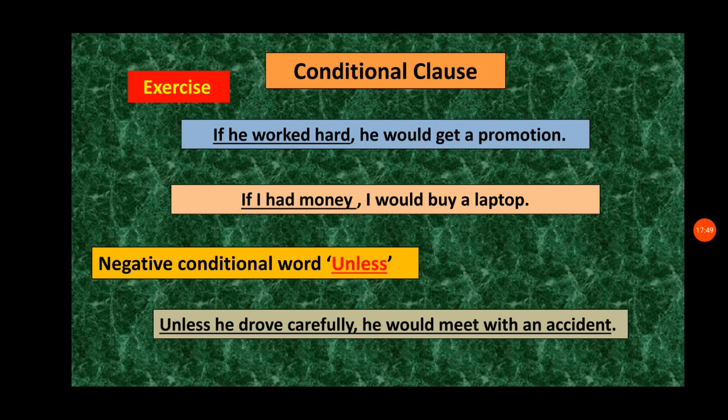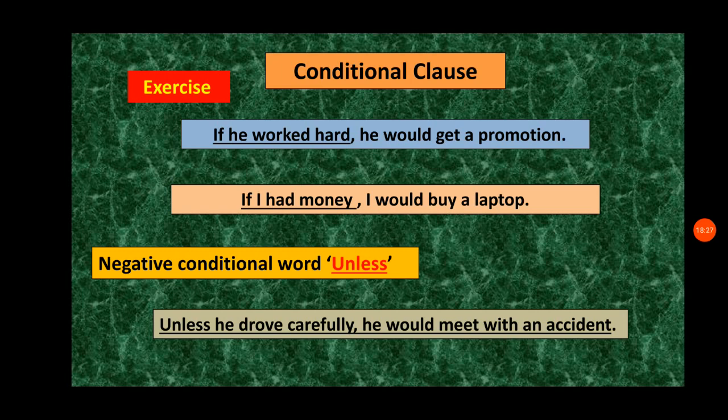Okay, so if I had money, here had functions as a main verb. This is not an auxiliary verb. The same verb had is used in the fourth type, that means third conditional. But in the third conditional had functions as an auxiliary, and here had functions as a main verb.